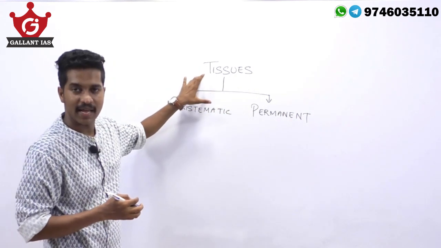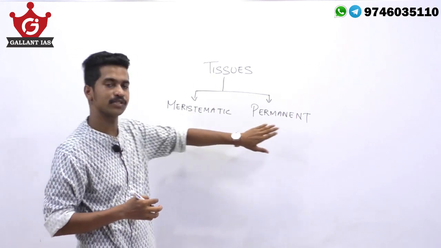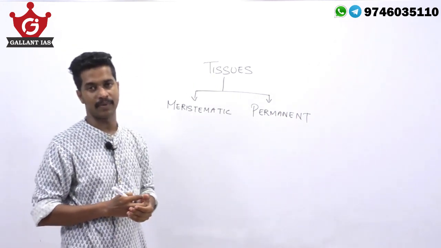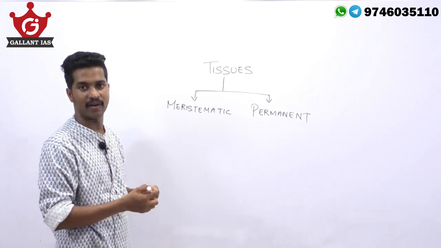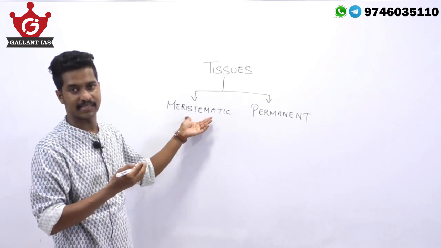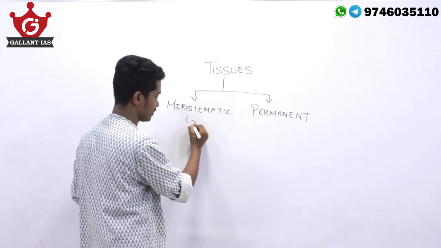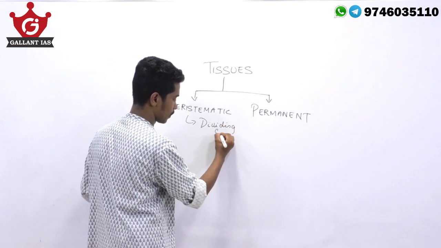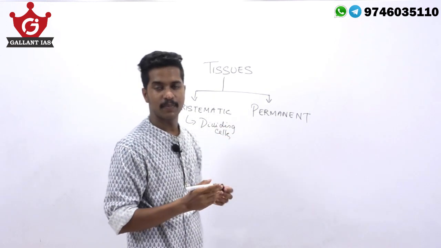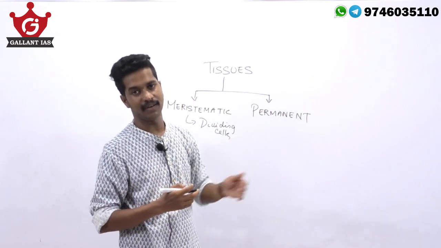So these tissues can be broadly classified into two in plants. One is the meristematic tissue and the other one is the permanent tissue. The meristematic tissues have the ability to divide. These meristematic cells are dividing cells, and the permanent tissues lose the ability of cell division.